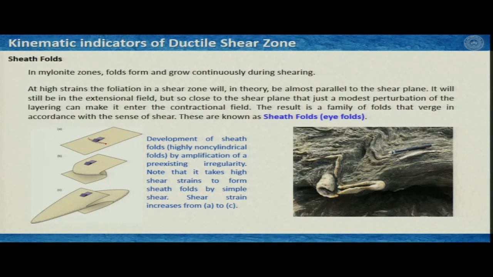And if things continue, then this tiny undulation would accentuate to produce something like that. And if it accentuates further, these two sides are pinned and this would continue to propagate. So, eventually you form something which is like a flat cone, right? And this you see in this image, an excellent field photograph here. And these are known as sheath folds.